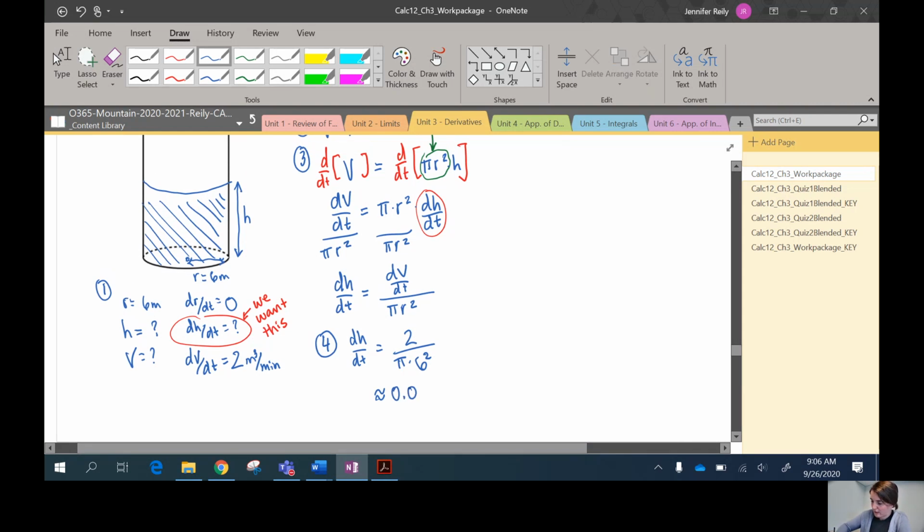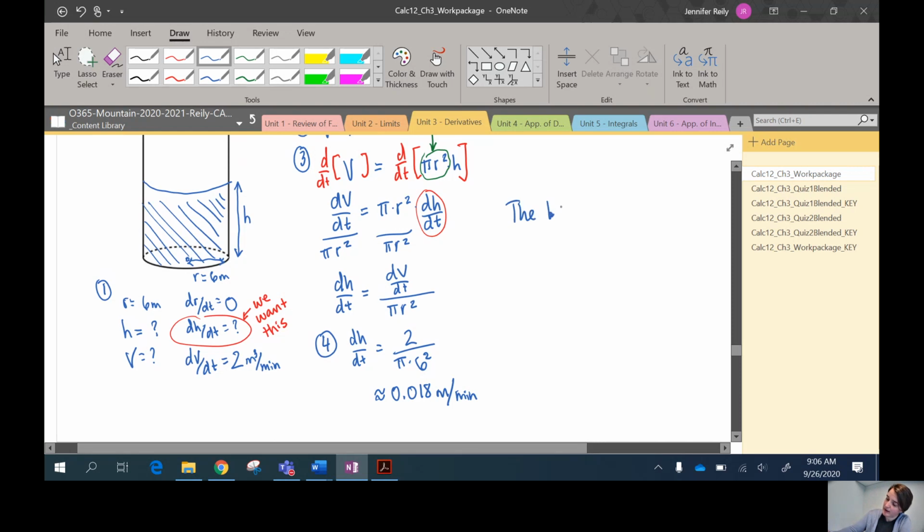So, 0.018 meters per minute. To get the units, just look at what we're finding. So the units of h is meters, right? That's a length. And then the units of t, time, is minutes. And you know that because of the dV/dt units. Okay, and then we just need to write a sentence.